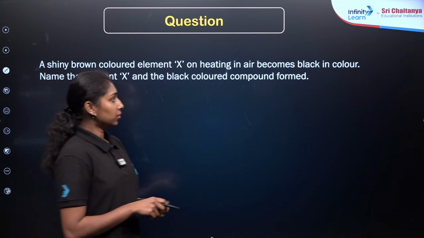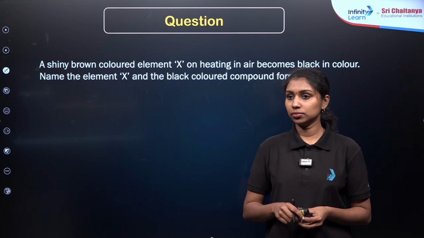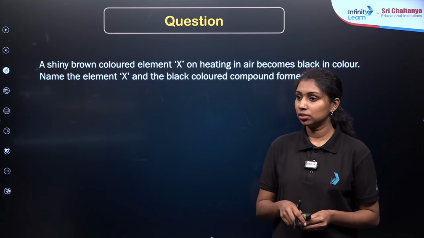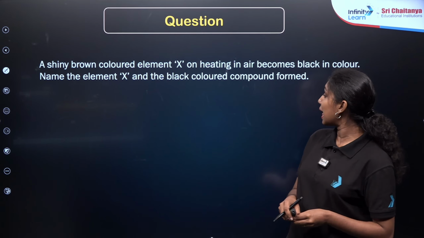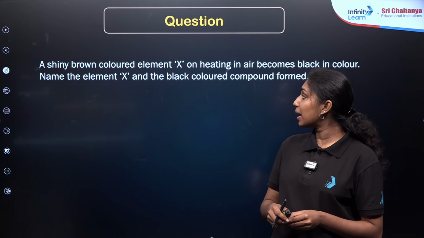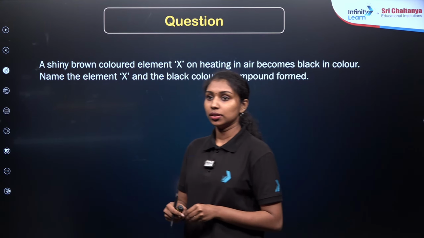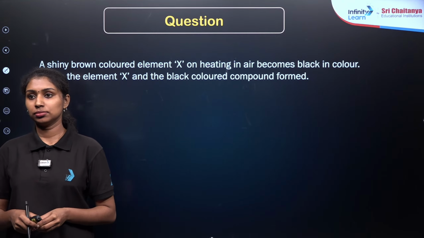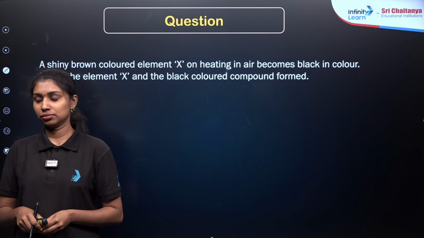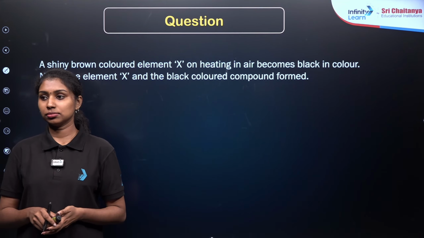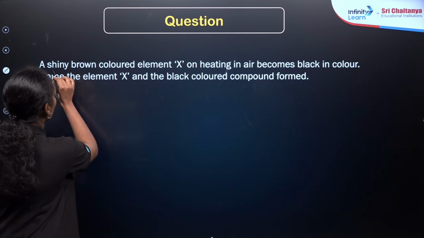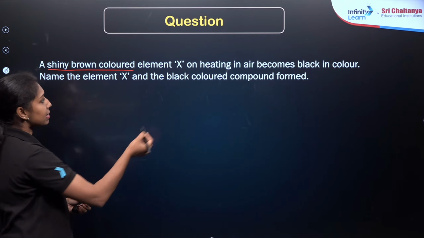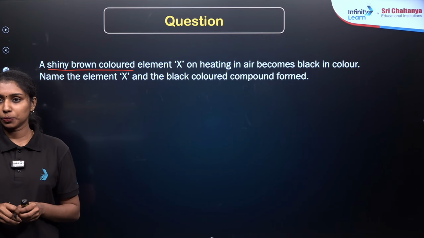Here is the next question. A shiny brown colored element X on heating in air becomes black in color. Name the element X and the black colored compound formed. This is a shiny brown colored element, which means this will be a metal, right? Shiny surface, this will be a metal.